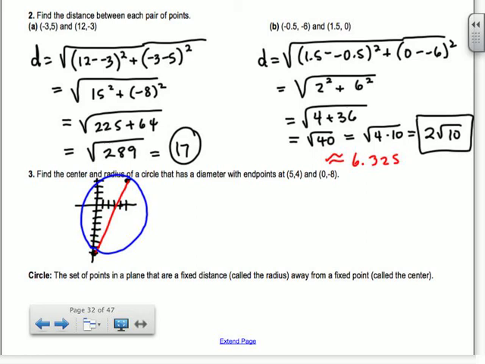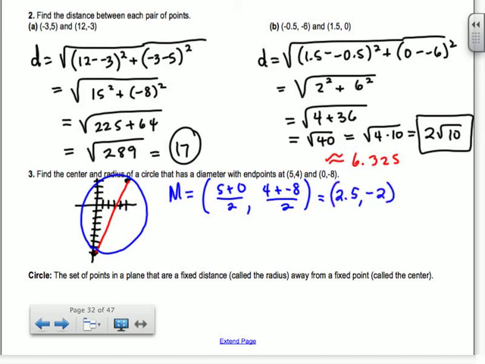All right, so we need to find the center of the circle. How do I find the center of the circle? Midpoint, right, so use the midpoint. So for our midpoint, we're going to add the x's, divide by 2, add the y's, divide by 2. So you'd get 2.5, comma, negative 4 over 2, so negative 2.